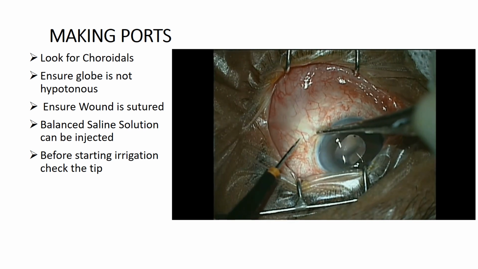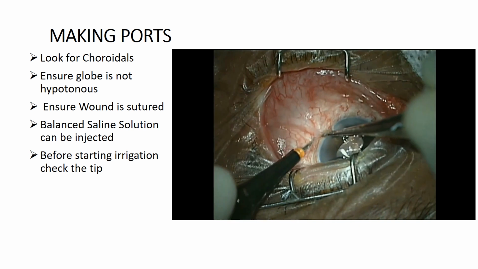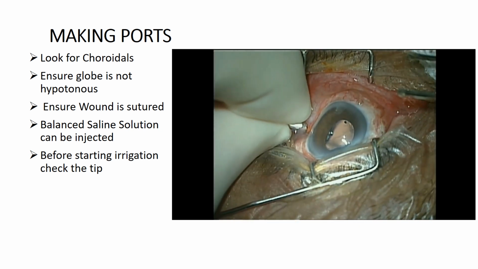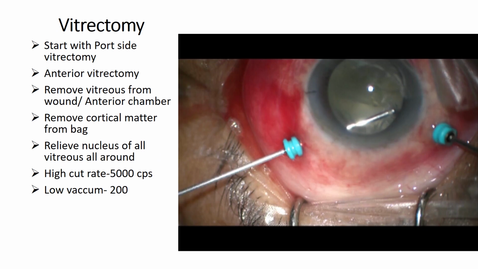Before making the ports, look for choroidals. Inject a balanced salt solution if necessary. Start irrigation only after checking the tip.